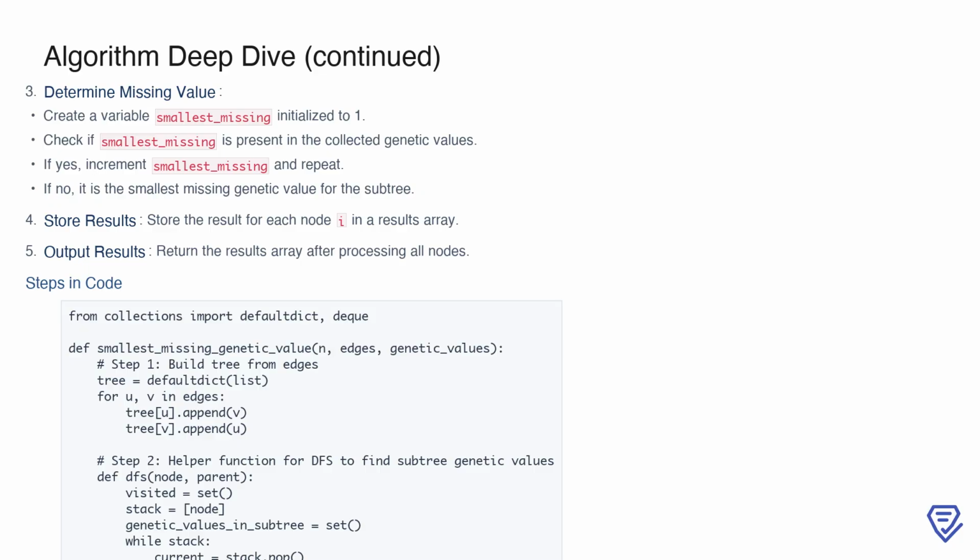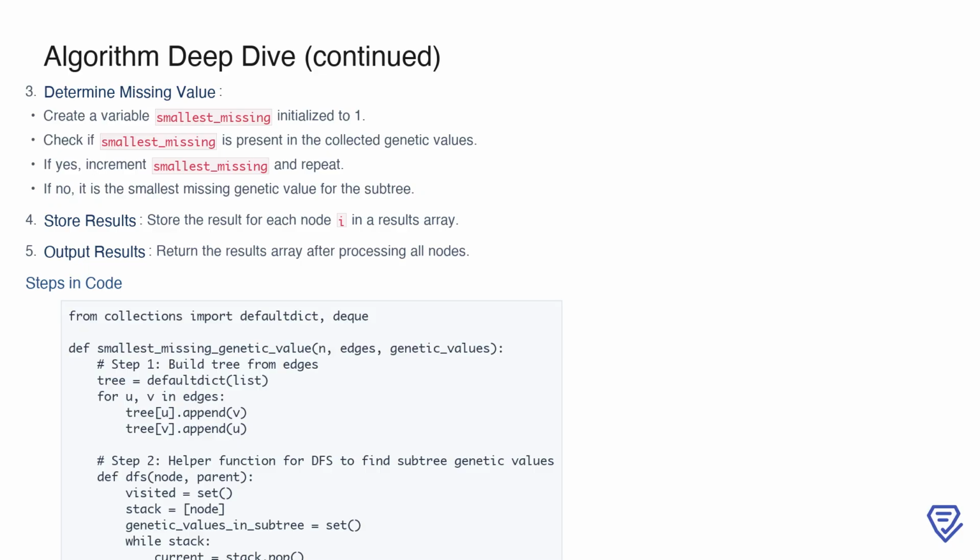If it is, we increment the value by 1 and check again, repeating this process until we find a value that's not in the set. This value is the result for that particular node. Finally, we store this result in an array and repeat the process for all nodes in the tree. Once every node has been processed, we return the results array.